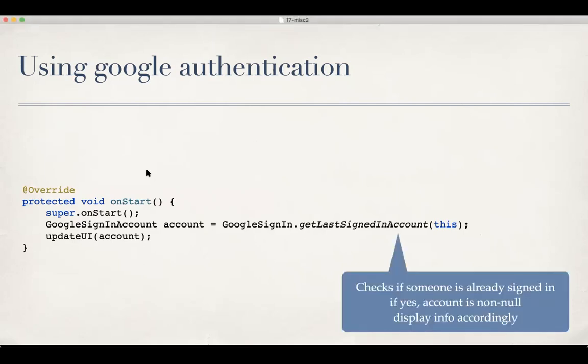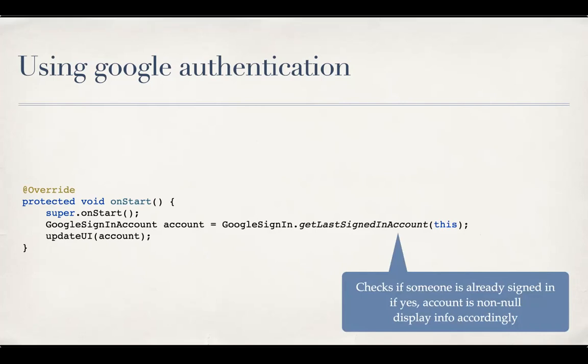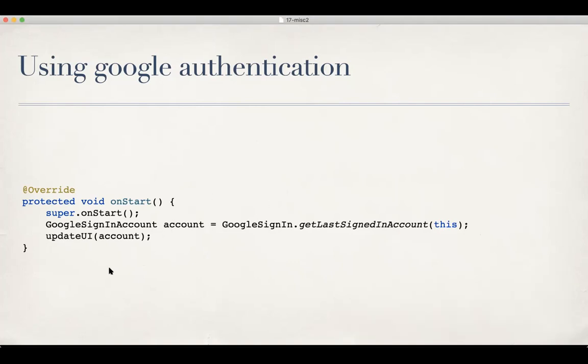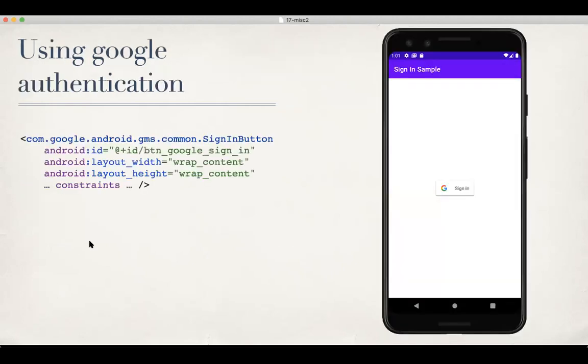So this method, get last signed in account, checks if someone is already signed in. If it is, then it returns a non-null object. If no one is signed in, then it returns null. So we'll handle null not here, but in the update UI.